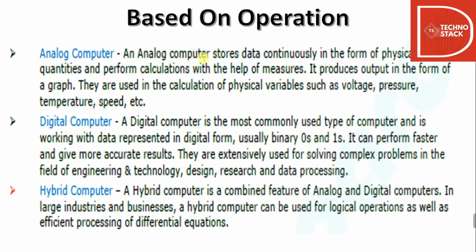An analog computer stores data continuously. You can just mark this: it stores data continuously in the form of physical quantities and performs calculation with the help of measures. It produces output in the form of a graph. So whatever data you give, it will store it and then process it, and it will give you output as a visualization of a graph.